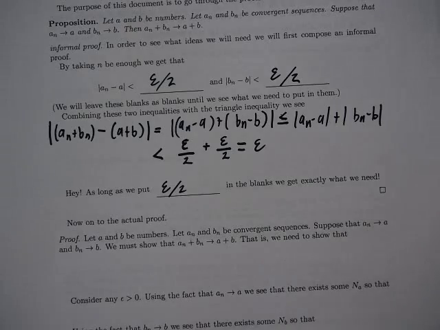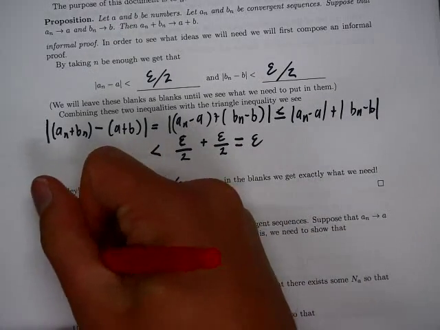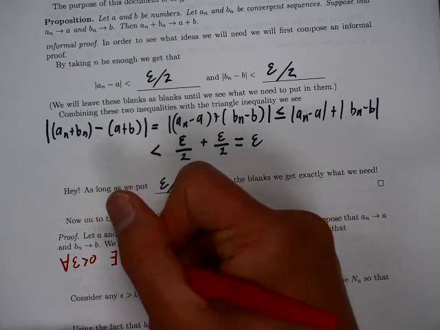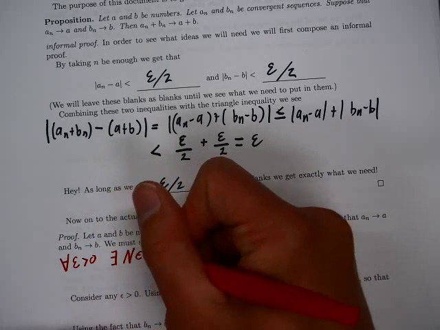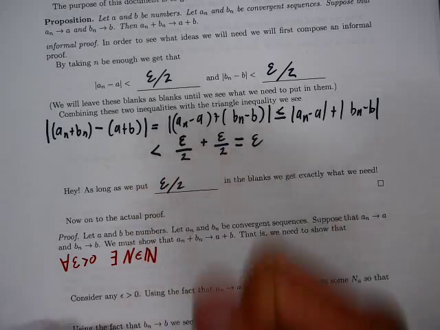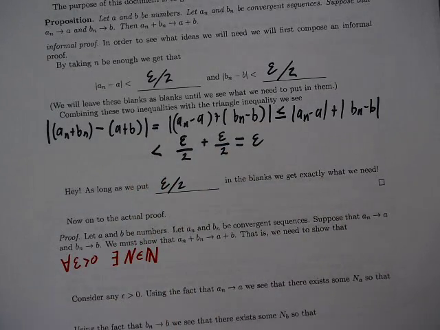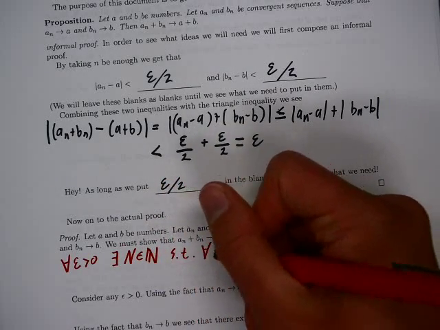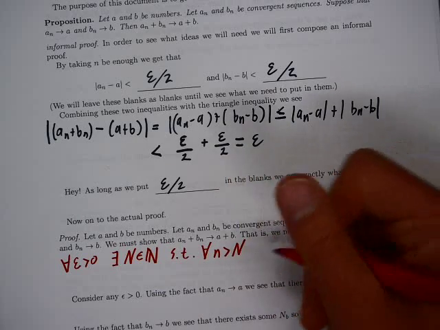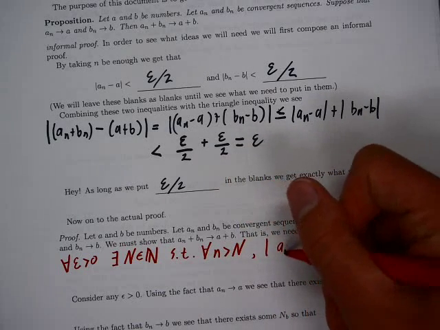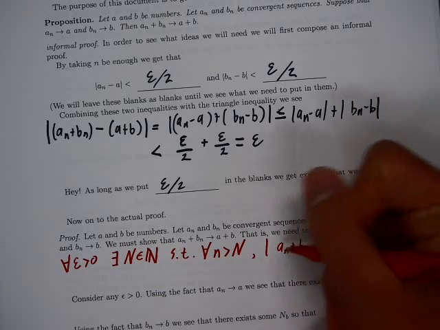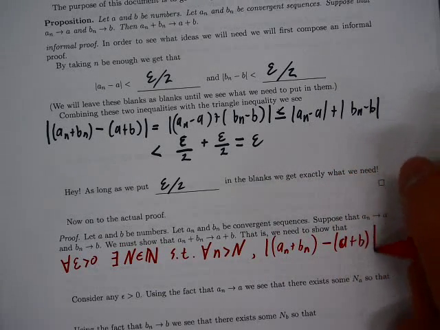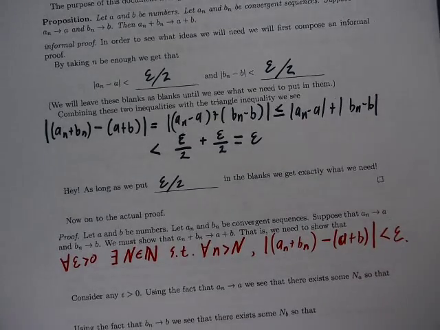That is, we need to show that for all epsilon bigger than 0, there exists an N, which I think this time around in this class I'm going to emphasize that the N should be in the naturals. Technically it should be. Such that for all little n bigger than big N, absolute value of A sub n plus B sub n, the sequence, minus A plus B, there's the limit, is less than epsilon.